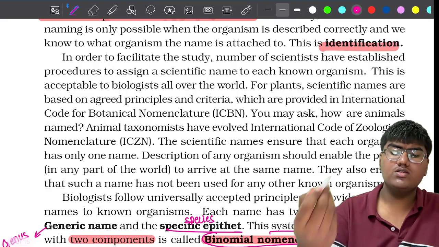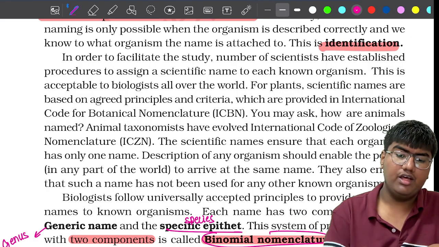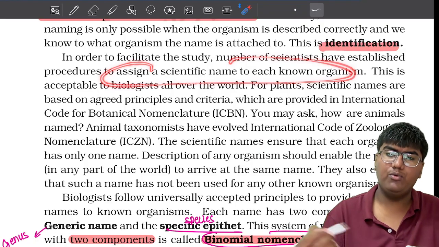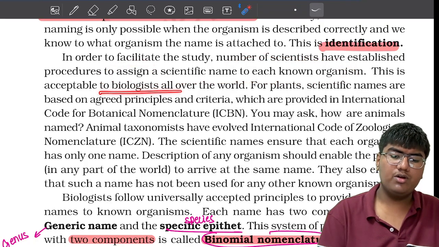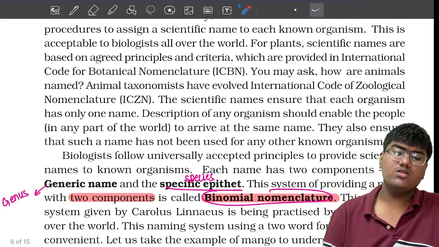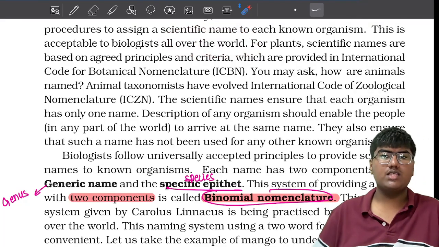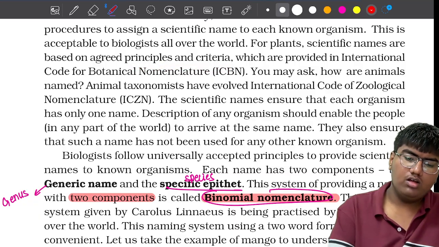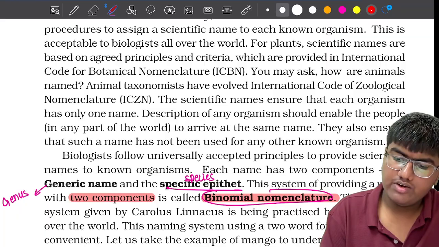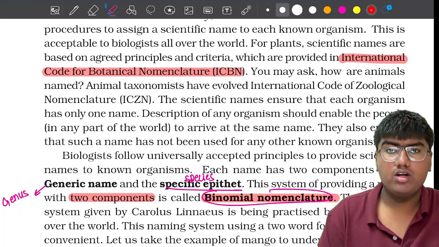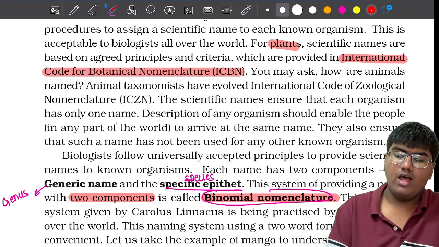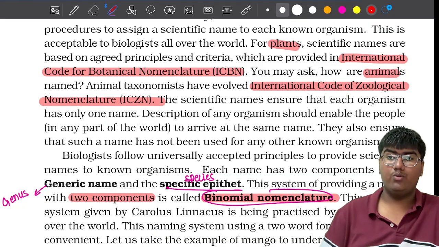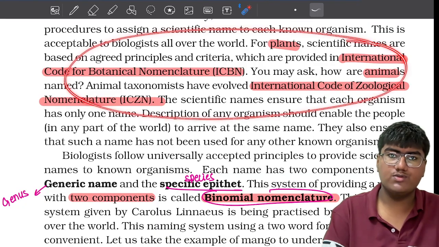Now let's see how these rules are facilitated. In order to facilitate the study, a number of scientists have established a scientific name for each organism. This is acceptable to all the biologists around the world. For plants, scientific names are based on agreed principles and criteria of the International Code of Botanical Nomenclature, that is ICBN. For animals, it is the International Code of Zoological Nomenclature, ICZN. These are two important bodies that set rules for us.